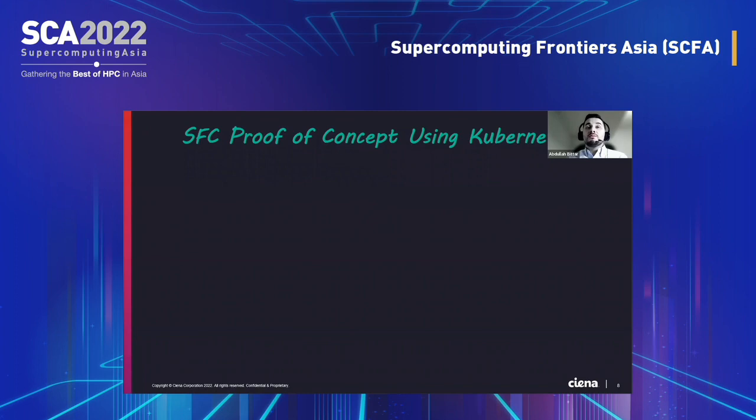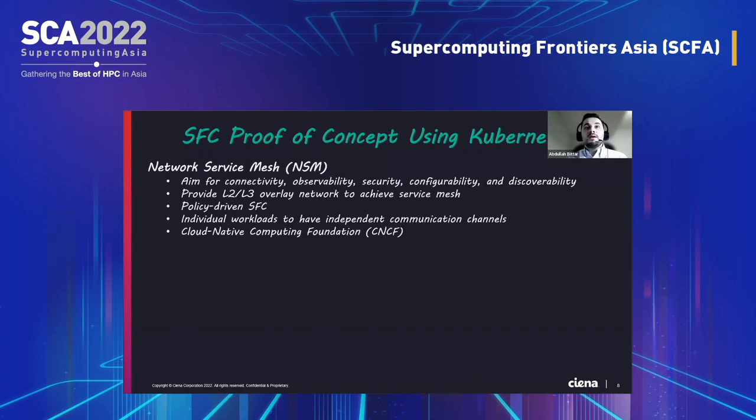Kubernetes does not focus on the networking aspect and cannot provide some advanced L2, L3 network features. Kubernetes by itself does not provide a solution, as it concentrates on container orchestration functionality and not service mesh. Here comes Network Service Mesh, or NSM framework, which aims to offer connectivity, observability, security, configurability, and discoverability for lower layers on a network service level. NSM utilizes the Kubernetes networking model to perform specific networking functions. It is a novel approach solving complicated L2, L3 use cases in Kubernetes. One of NSM's features is supporting policy-driven SFC.